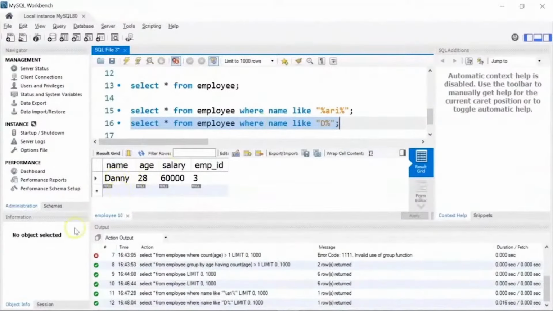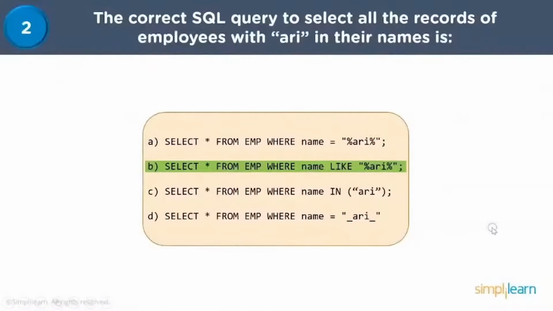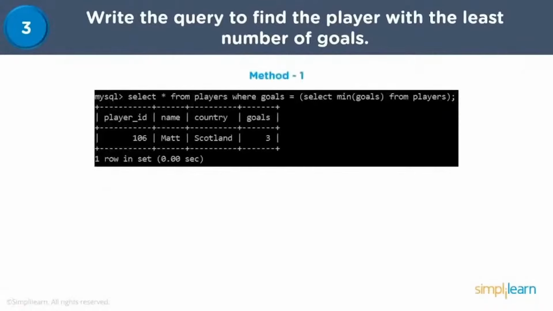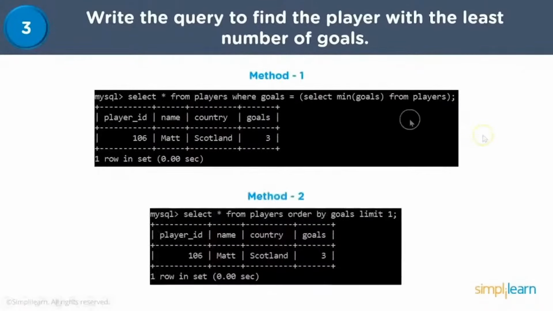Now moving to our third question. So the question is, we want to write a query to find the players with the least number of goals. So there are two methods to do it. One where you can use a subquery, and the other method to use the limit operator. So let me show you both the methods.